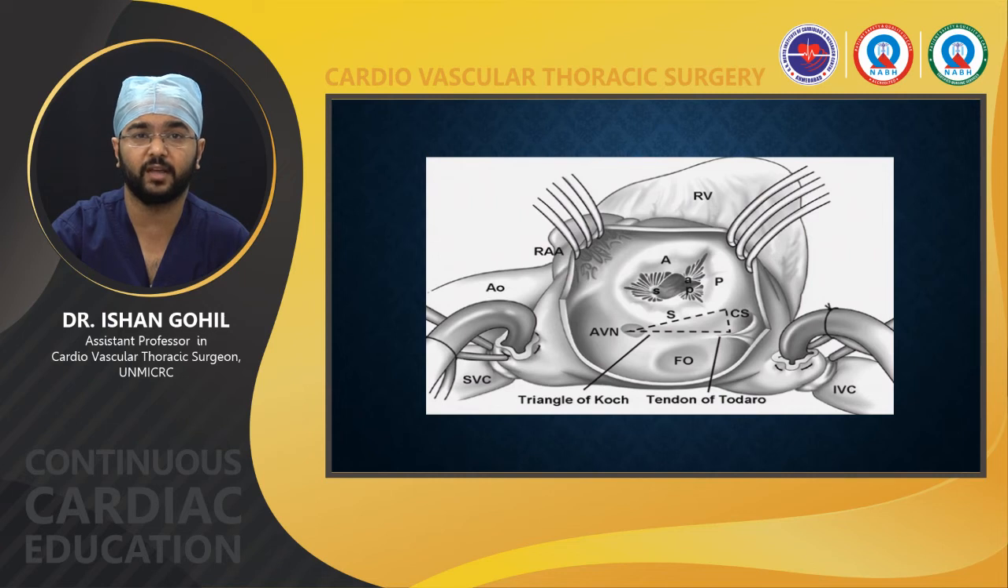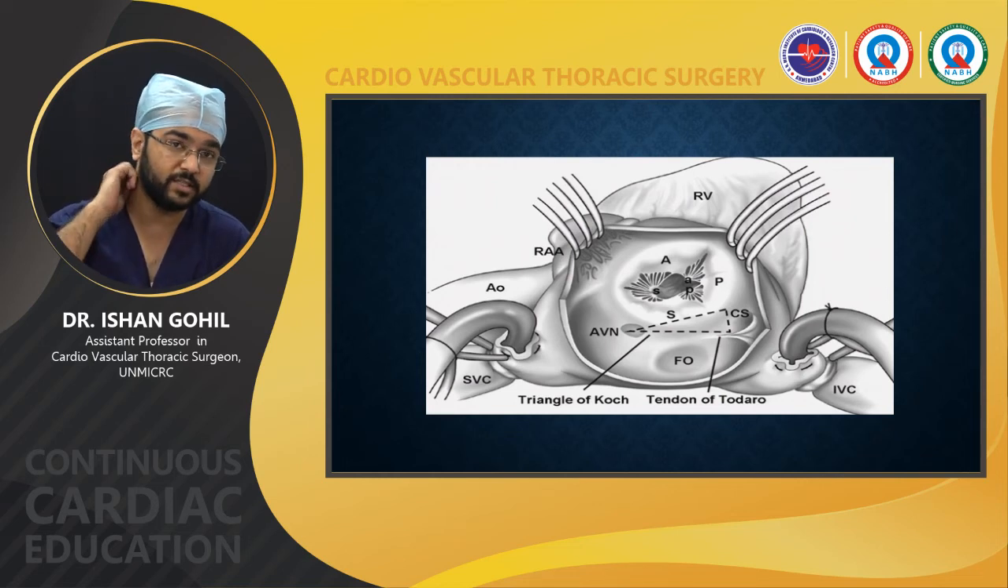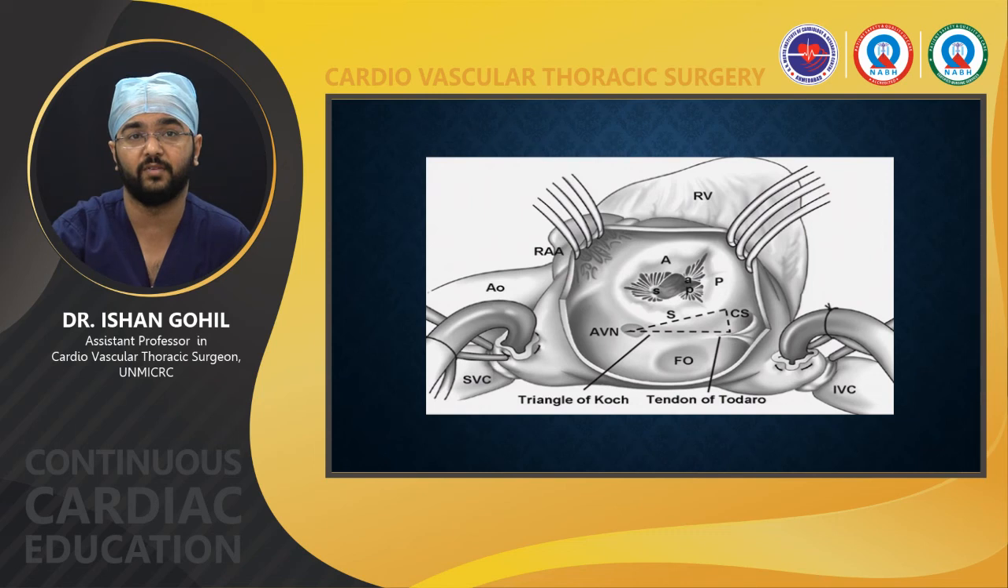The apex of this triangle corresponds to the location of the AV node. This has to be taken care of while taking the sutures around the tricuspid valve in case of tricuspid repair or replacement. So as we can see here, the tricuspid valve has three leaflets: anterior, posterior and the septal.